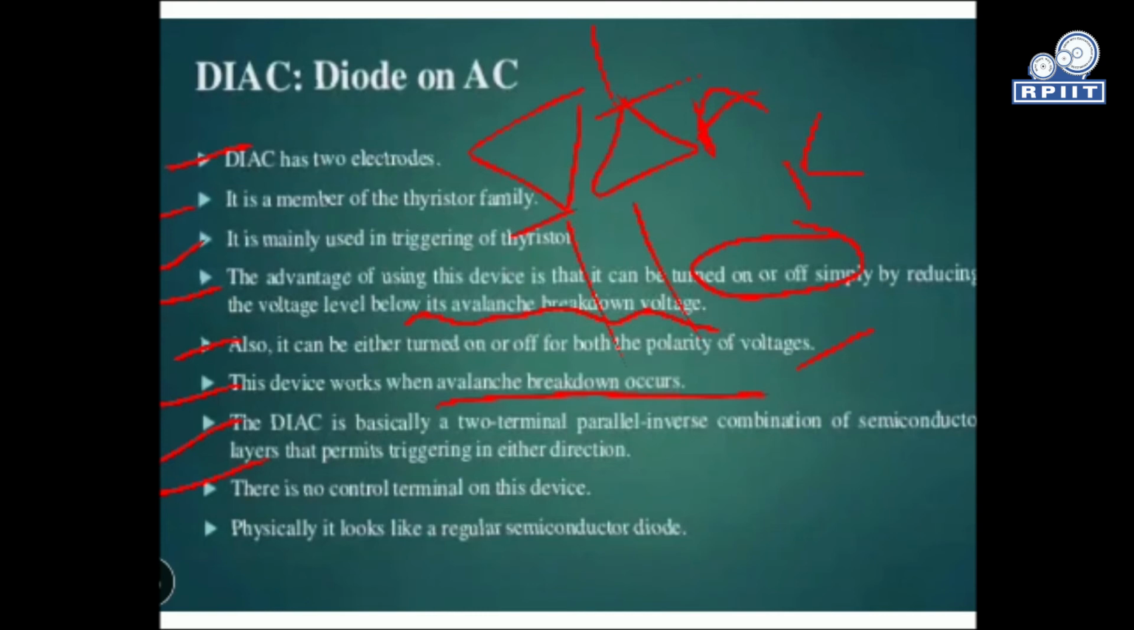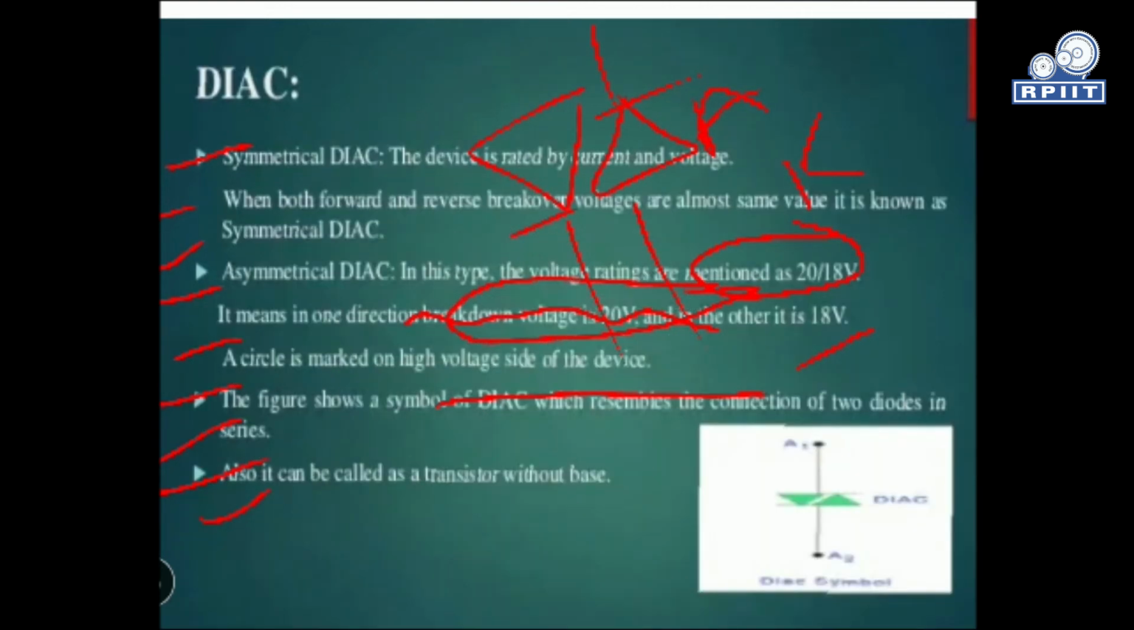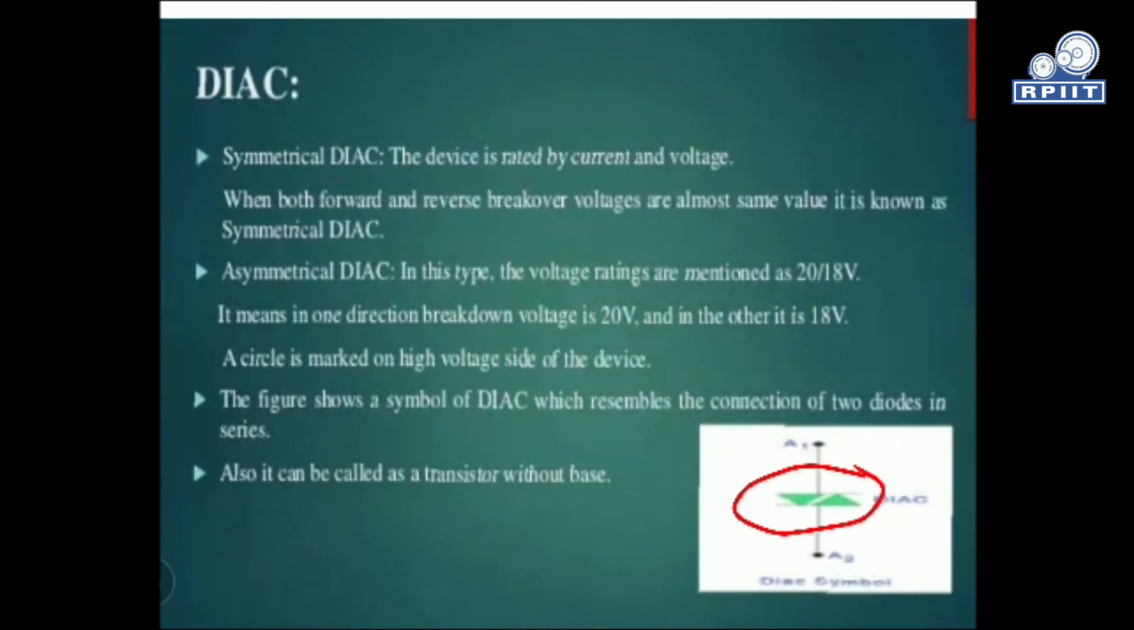There is no control terminal on this device. In the thyristor and other families there is a three terminal device: anode, cathode, and gate, where the gate is the control terminal. But here the control terminal is missing. So the control action depends only upon the avalanche breakdown voltage. We can control the on-off characteristics by keeping the voltage level below or above the breakdown voltage. Physically it is like a regular semiconductor diode. Here is the construction of the DIAC: these two diodes are connected in parallel to each other, but in reverse direction.